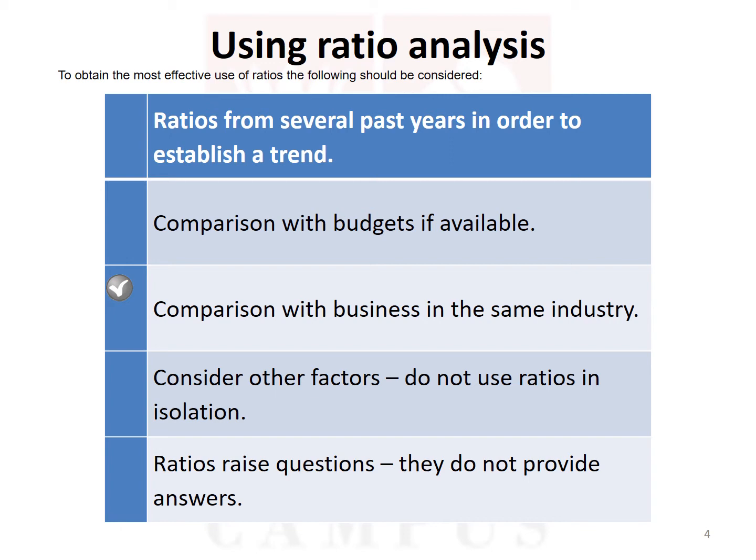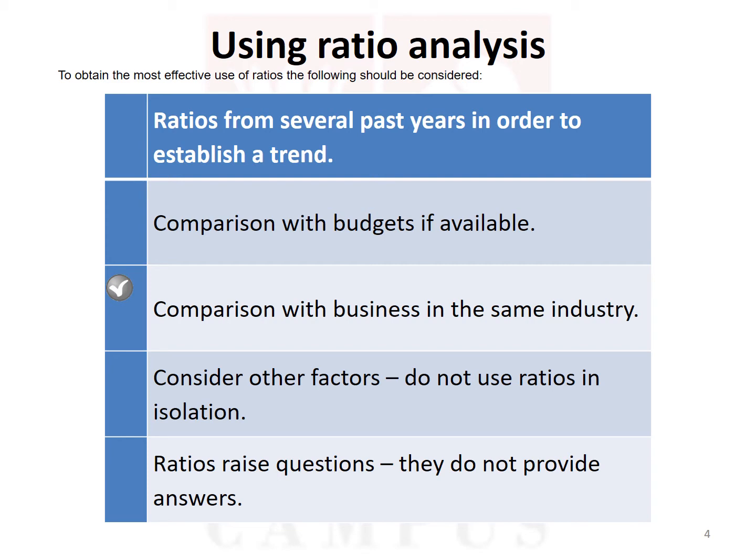Now we will see how to use ratio analysis for financial statement analysis purposes. For ratio analysis to be most effective, you may use these techniques. You can use computed ratios from previous years and establish a trend. As an example, the gross profit ratio of several financial years can be computed and you can identify how the gross profit has changed from year to year.